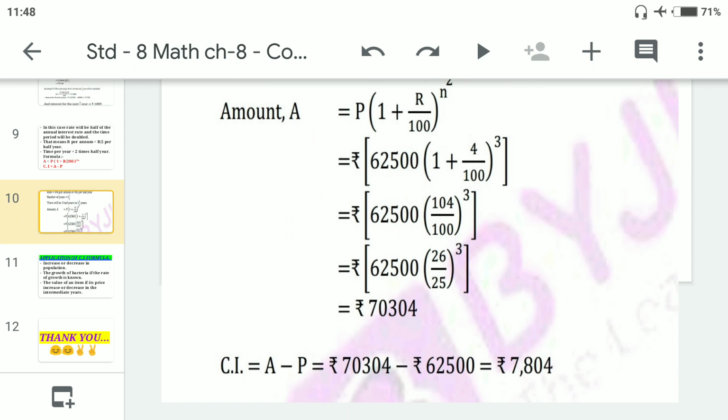So like this only you can calculate. It is very easy, children. Don't panic, it is very easy. Just the calculation part is little bit lengthy, otherwise it is quite easy to do.